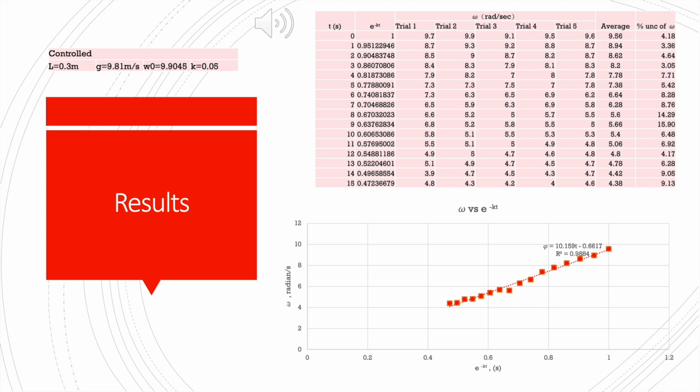However, the gradient and y-intercept did not match the predicted values. The r-squared value is rather close to 1 but can still be improved. The percentage uncertainty is rather large, with a maximum of 15.9%. This indicates that there are sources of error in the experimental process.